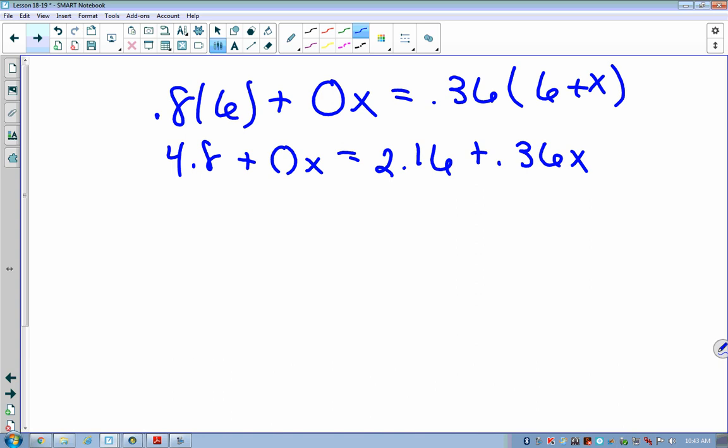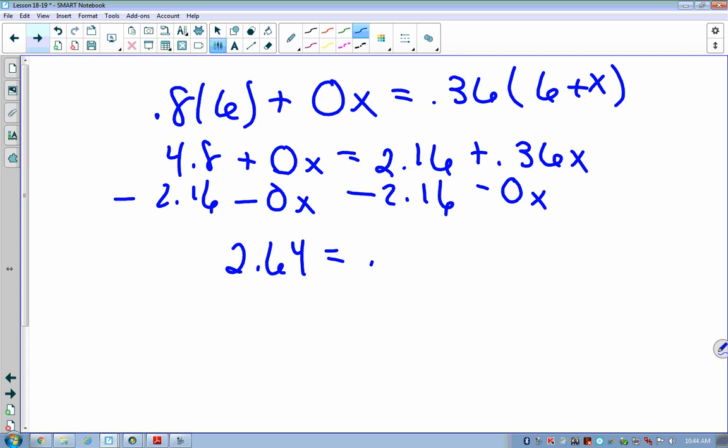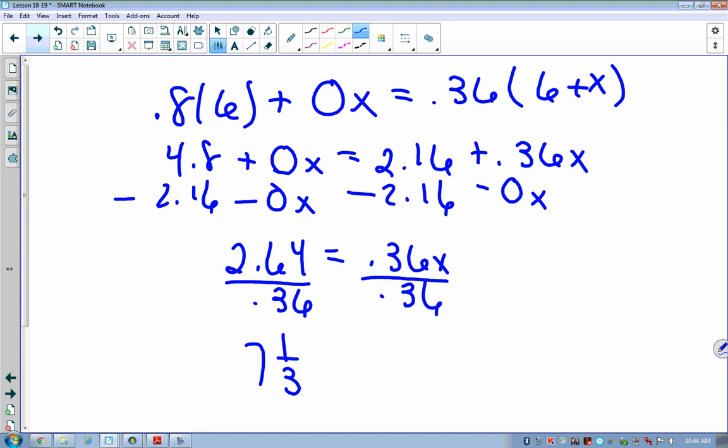Oh, he wasn't. Okay. So imagine for a second we're just subtracting 0x. That's not going to change. It's still going to be 0.36x, right? But let's subtract 2.16 from both sides. What's 4.8 minus 2.16? 2.64 equals 0.36x. Okay, divide by 0.36. You should get like 7.33 repeating, right? Which is representing 7 1/3 pints.